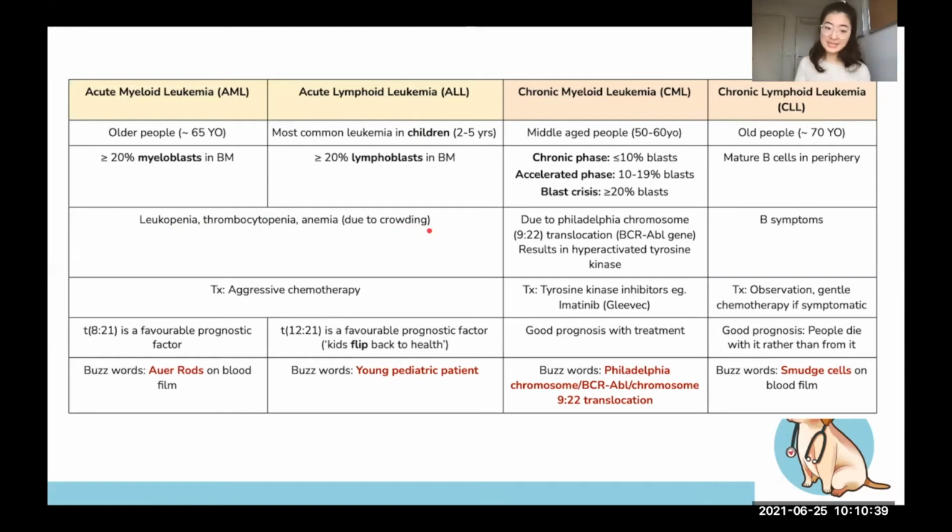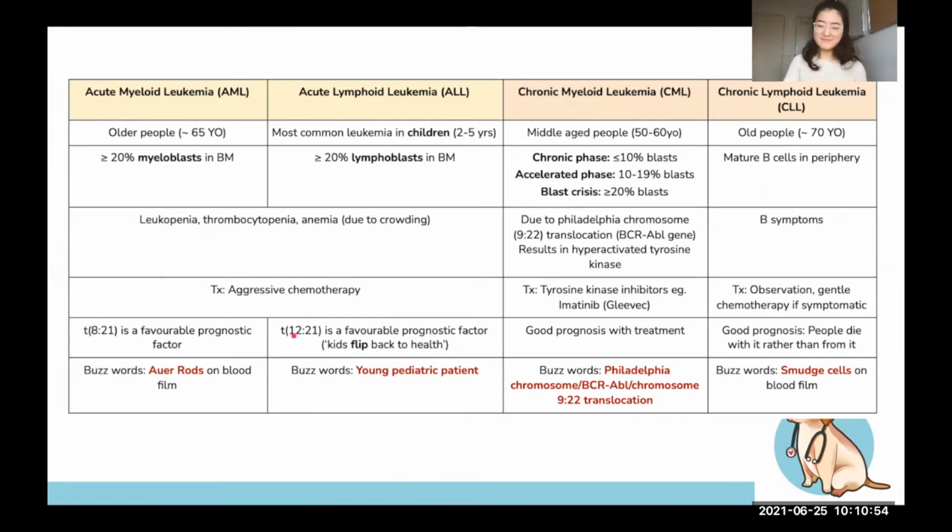And the way we treat it is to give very aggressive chemotherapy, because if you think about these leukemias, these are very aggressive leukemias. They're going to cause a patient to deteriorate very quickly. So you want to treat this very aggressively.